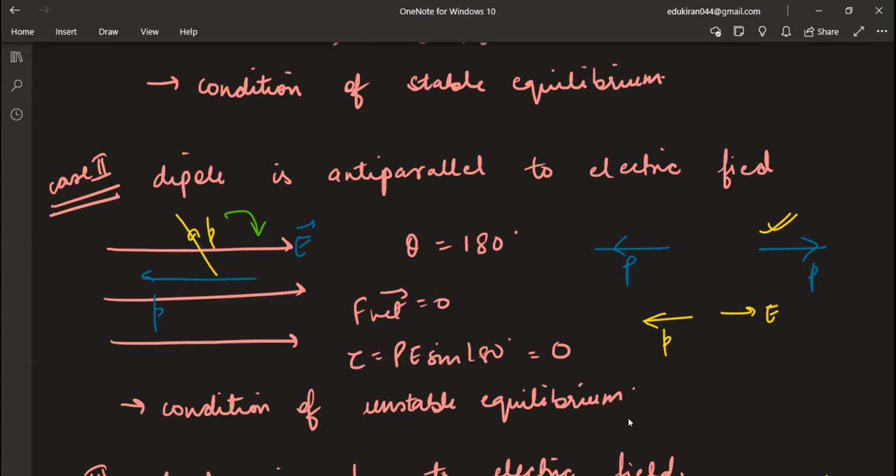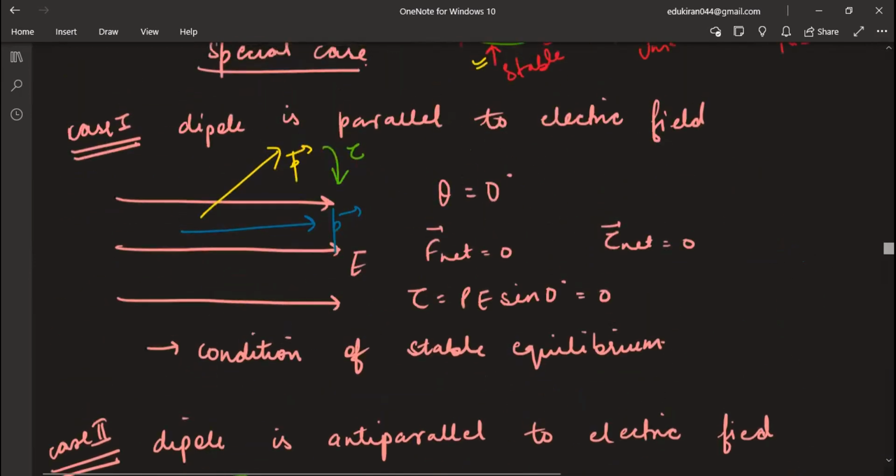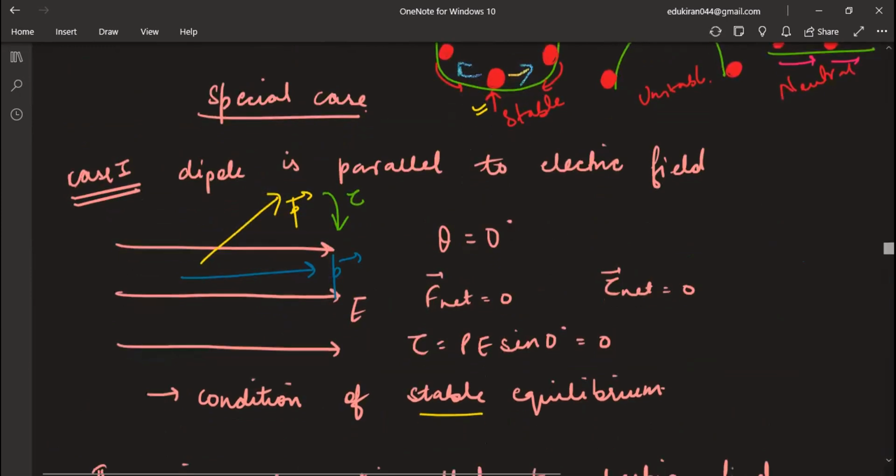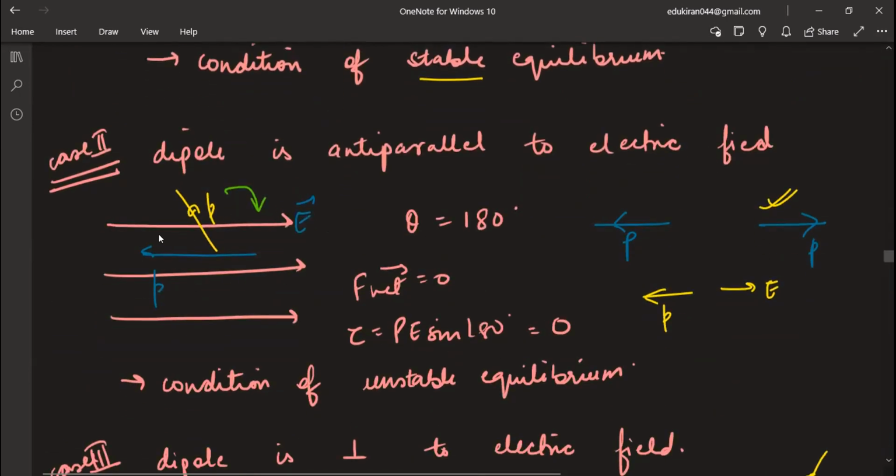So what did we say? We just have to displace it. See, in the previous question, when we displaced it, because of the action of torque, it came back to its original position. So we said this is stable equilibrium, right? In this case, if we are disturbing it, let's say this yellow position is the disturbed position. Torque will align it to the electric field like this, right? This is the work of torque. So the original position was this, the final position is this. Is it the same? No. So that's why we are saying this is unstable equilibrium. Got it?